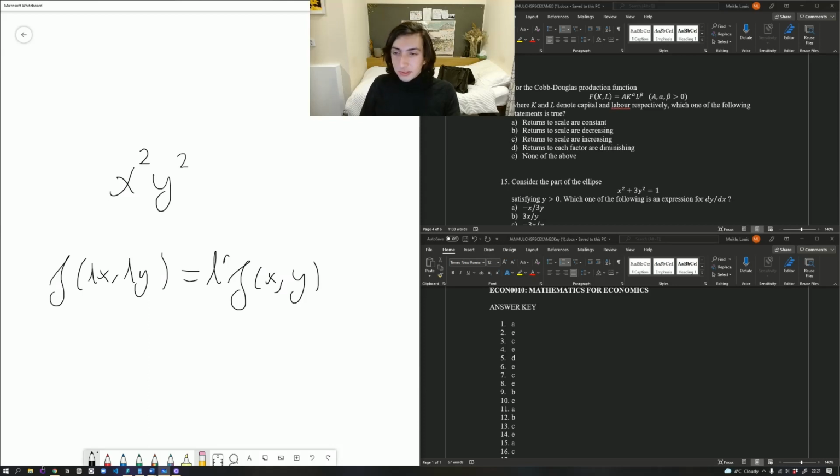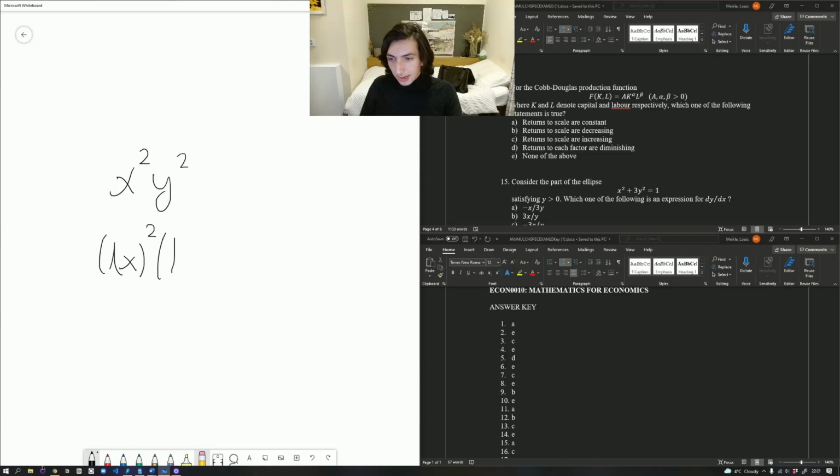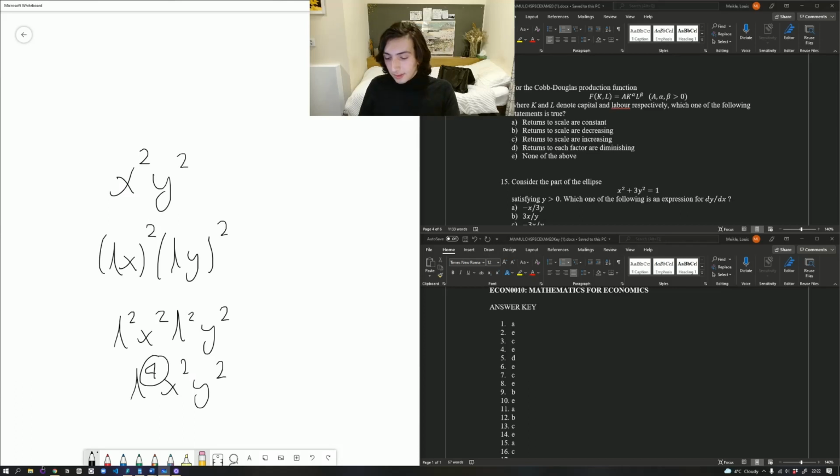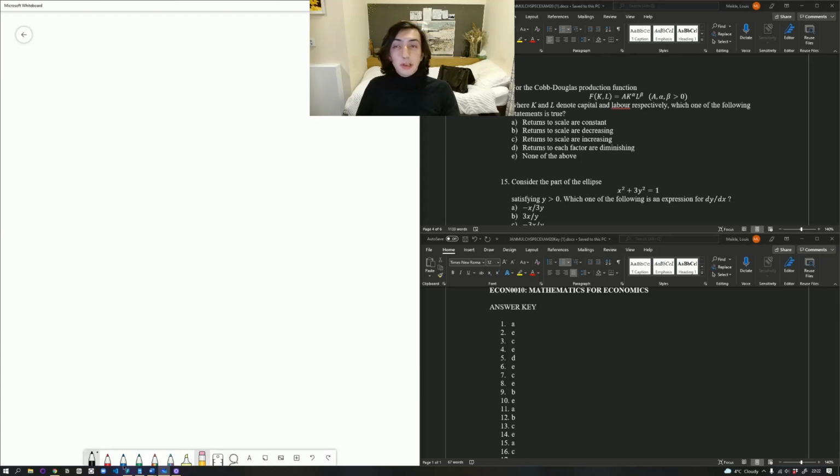So what happens if I put in lambda x and lambda y here? I would get lambda x squared, lambda y squared, which gives you lambda squared x squared, lambda squared y squared, which gives you lambda to the power of 4 x squared y squared, meaning the degree of homogeneity here is 4. That would mean your returns to scale is 4 times every single time. So every time you do this, you're essentially getting 4 times the result. Now the Cobb-Douglas production function has something similar, so we're going to go through this now.